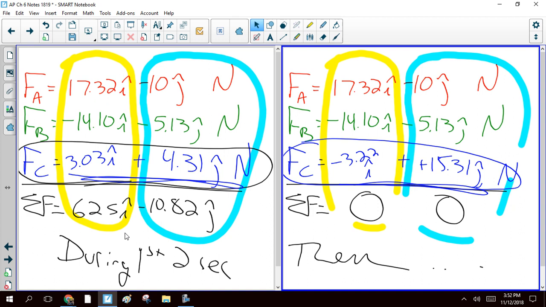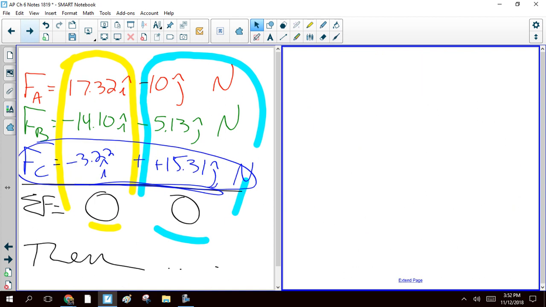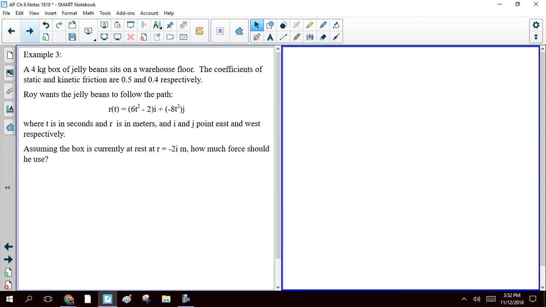All right, finally, last example. We've got a 4-kilogram box of jelly beans sitting on a warehouse floor. The coefficients of static and kinetic friction are 0.5 and 0.4. Roy wants the jelly beans to follow this path right here.